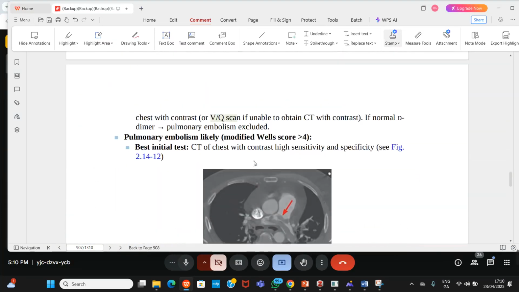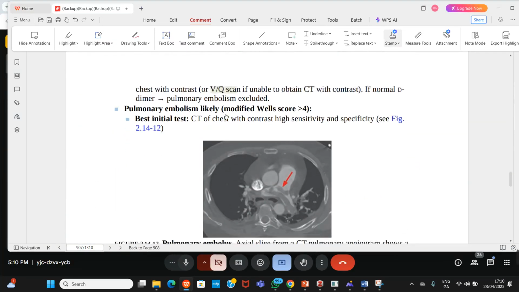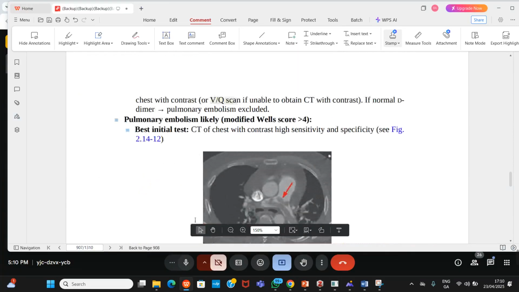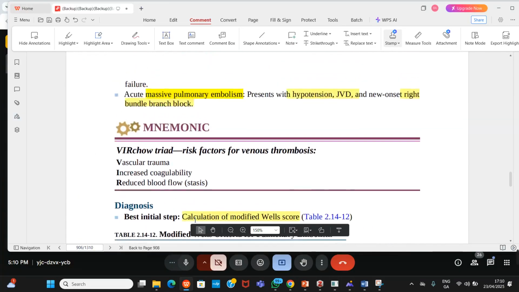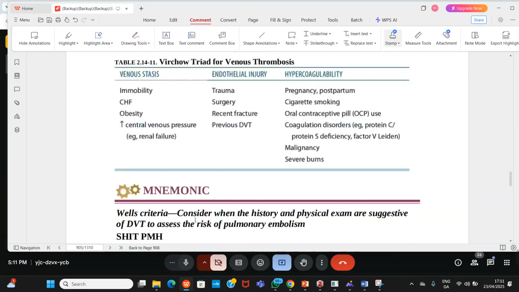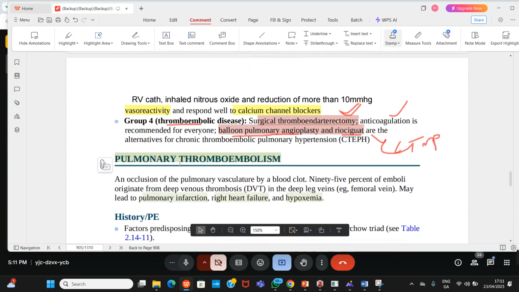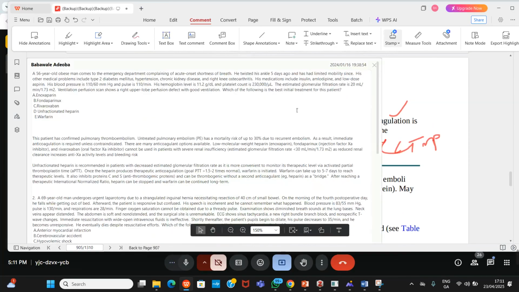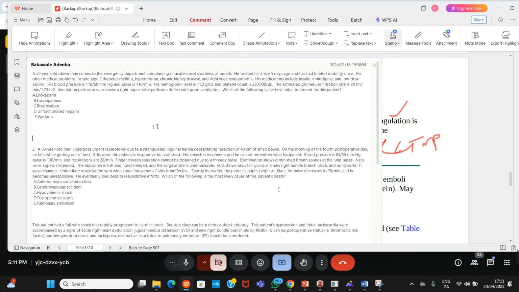The person having massive PE, you are seeing evidence of right heart failure, hypotension, elevated JVP, right ventricular strain, or more, like a saddle pulmonary embolism, just go and thrombolize. Don't start picking DOACs. Go and thrombolize immediately.